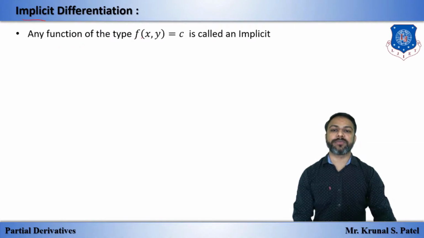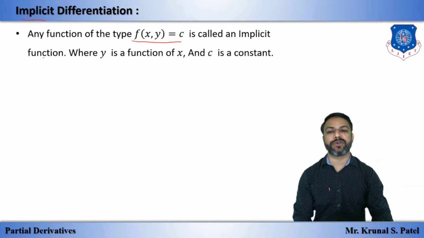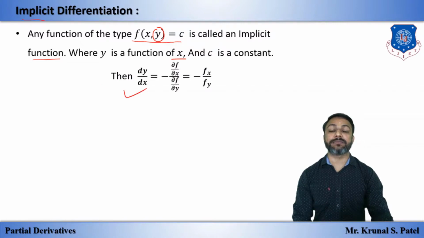Any function of the type f of x comma y is equal to c is called an implicit function, where y is a function of x and c is any constant. Then dy by dx, that means the implicit differentiation of this function f, is given by minus del f by del x upon del f by del y. And we know that we can write del f by del x as fx and del f by del y as fy. That means you have to remember this formula for dy by dx.